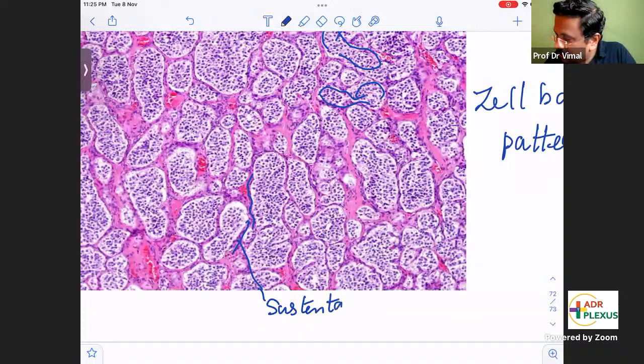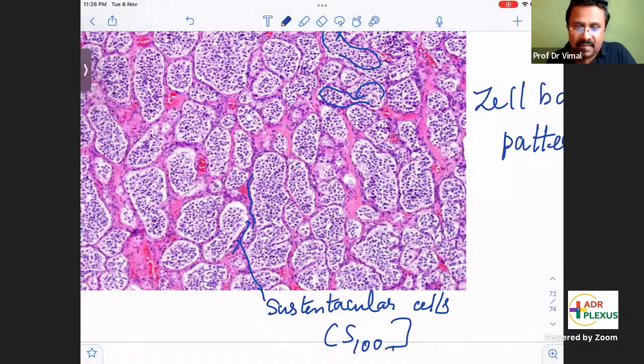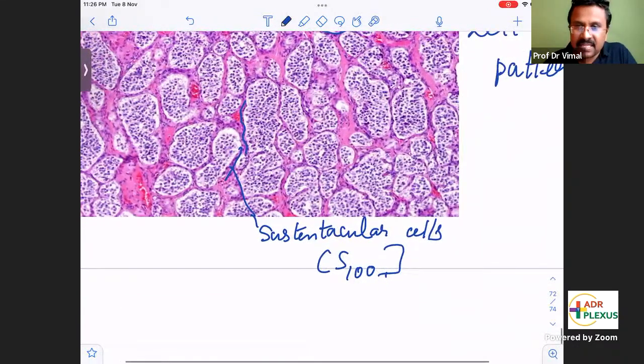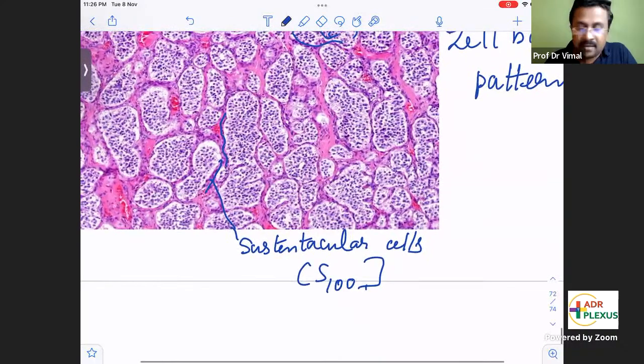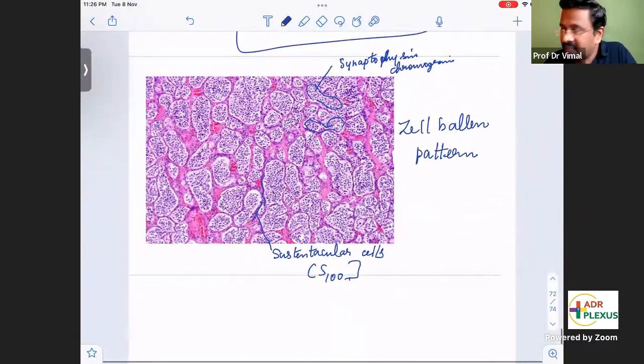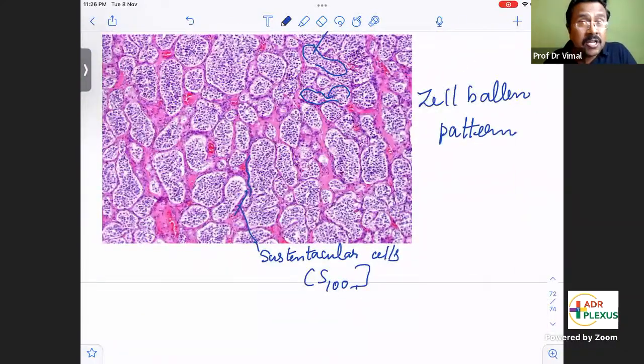Sustentacular cells. And what is special about these sustentacular cells? Important MCQ: these are positive for S100. So pheochromocytoma: Zellballen pattern, synaptophysin and chromogranin positive, salt and pepper chromatin, sustentacular cells positive for S100. These are some of the high yield topics for pathology that can be asked in INI-CET.